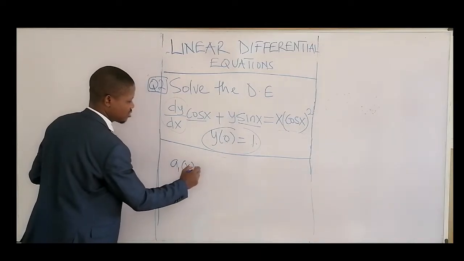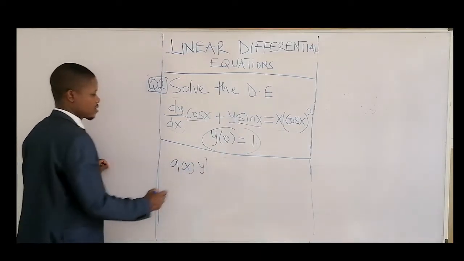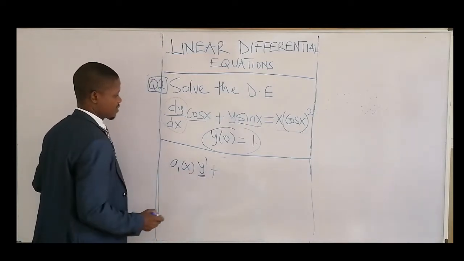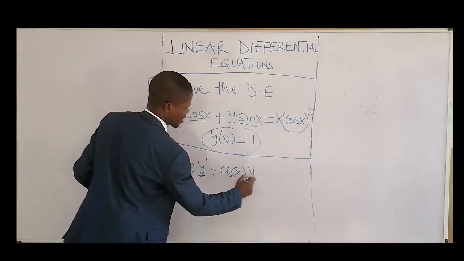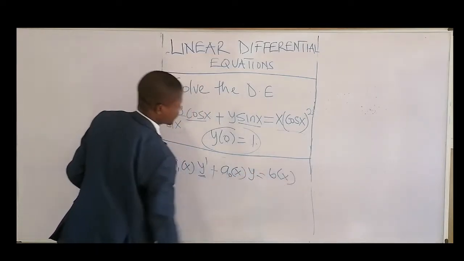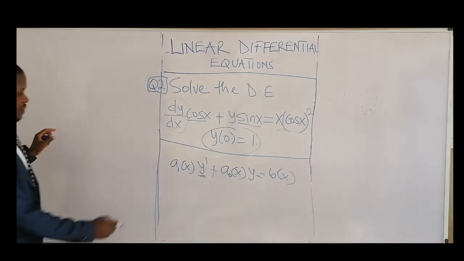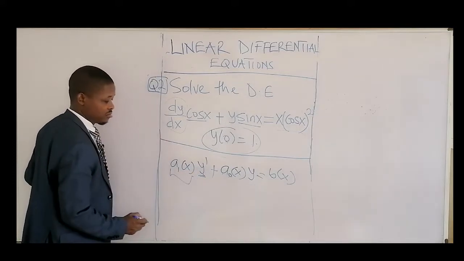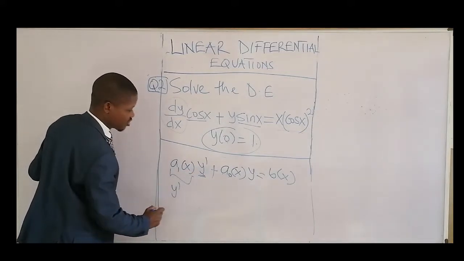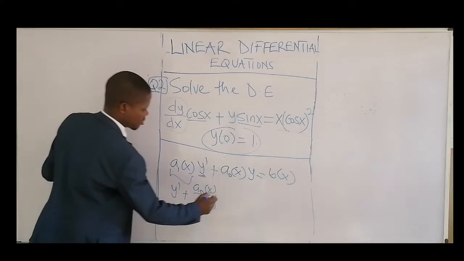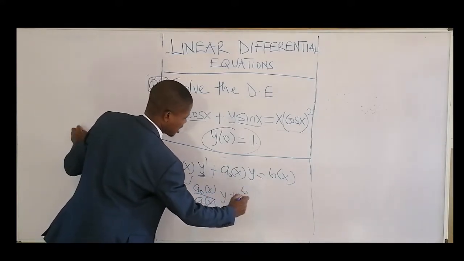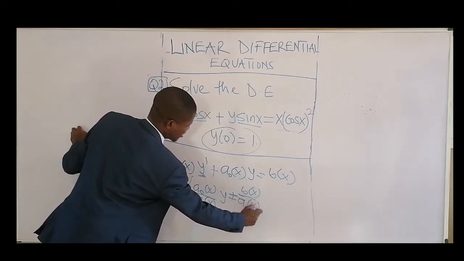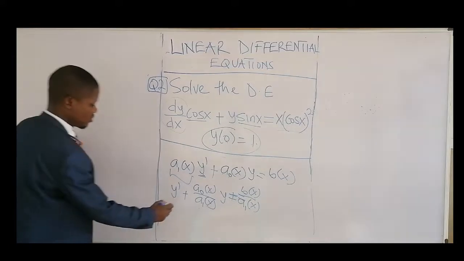a1 as a function of x, dy/dx, meaning y prime, plus a0 as a function of x times y, equal to b of x. And I said in the intro that when you have a case like this, you have to divide by the attachment to your first differential. That will be equal to the first differential plus this, then plus y equal to b of x over a1 of x.